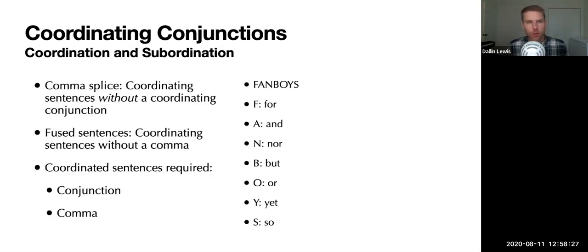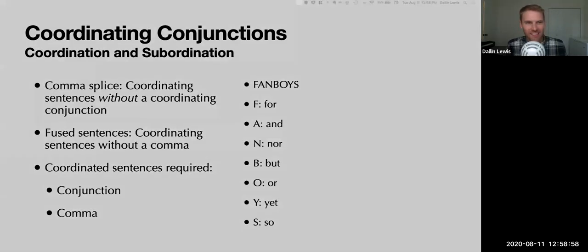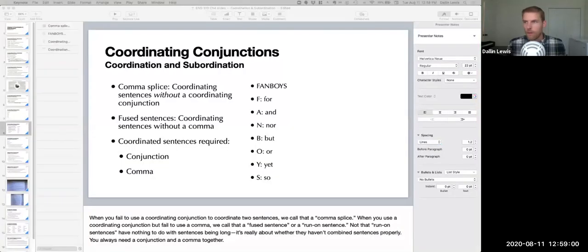Now, when you fail to use a coordinating conjunction to coordinate 2 sentences, we call that a comma splice. When you coordinate a sentence with a comma, but without a coordinating conjunction, oops, let me pause for a second. Okay, let me get back to it.